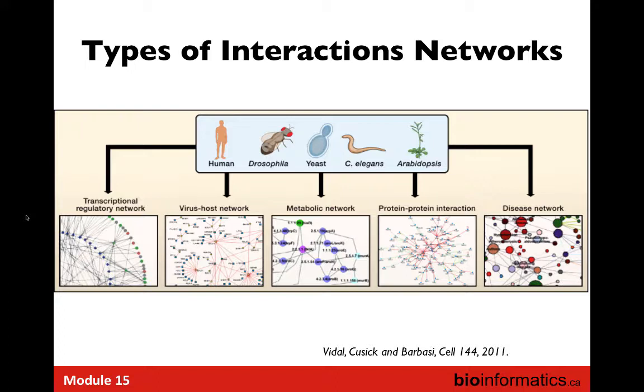If you've got transcriptional regulatory networks, there are two different types of nodes. The diamonds represent the transcription factors, and their targets are the circles. You've got virus-host networks where you've got nodes representing human host cell proteins, and the other nodes are viruses. In metabolic networks, you have enzymes as the nodes, and the lines themselves are actually the metabolites, or the products of those enzymes. And then disease networks: in this case, the diseases themselves are the nodes, and the lines are the genes, the mutations that connect those different diseases. But by far, the most common is the protein-protein interaction networks, which we're going to use.